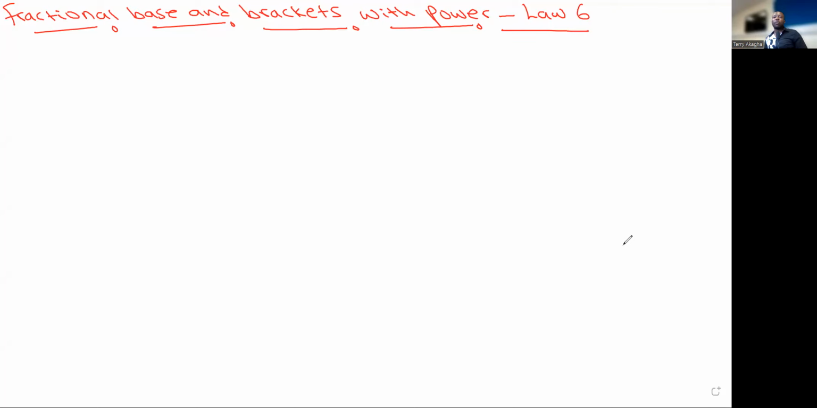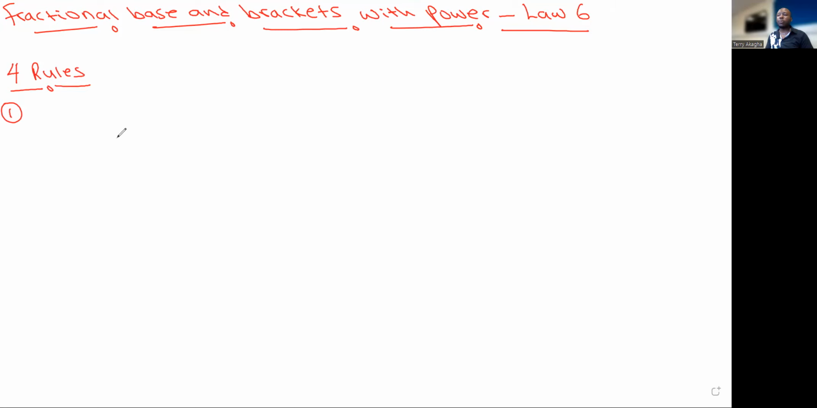All right, so let's start with this, fractional base and bracket with powers, okay? Now, there are 4 rules here I want to talk about. So there are 4 things to do when solving questions like this. Like I always say, I give these rules or steps so that when you go back to revise your notes, it'll be easy for you to understand what I did.